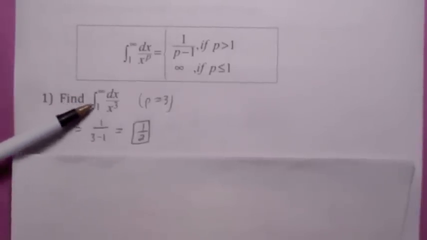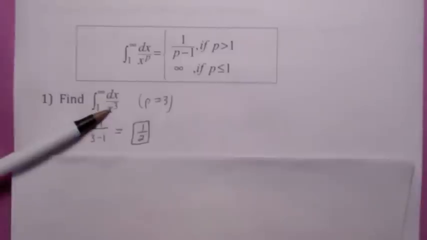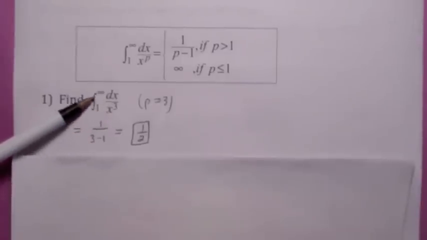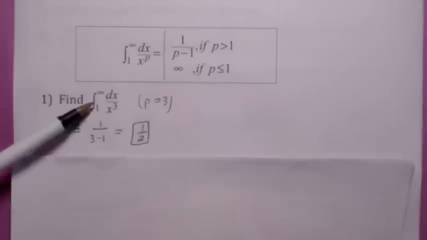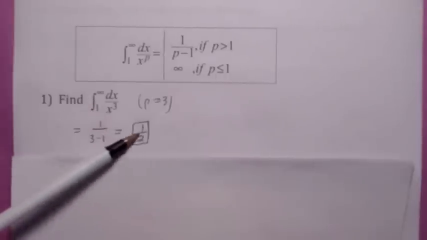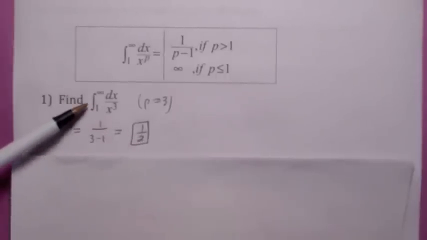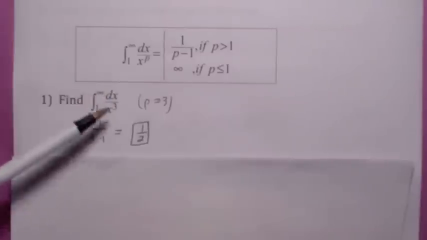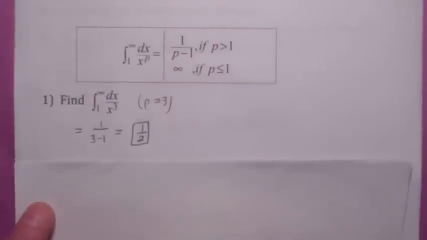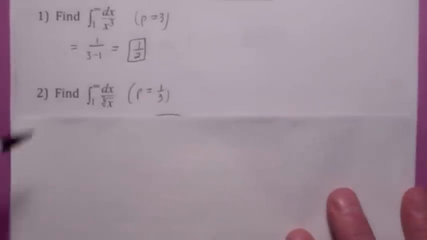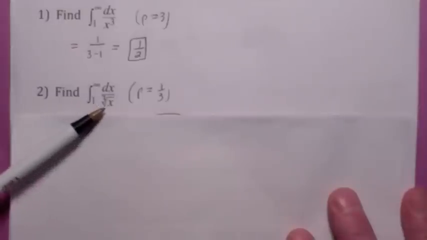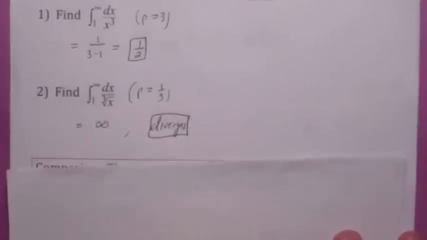Let's say you had the integral from 5 to infinity of dx over x cubed. It would still converge. It wouldn't converge to 1/2. If you wanted to figure out what it converges to, you could take the whole integral from 1 to infinity, and then compute the integral from 1 to 5 of dx over x cubed and subtract that from this. That would tell you the integral from 5 to infinity, wouldn't it? Anyway, how about this one? This one is going to diverge because p is 1/3.